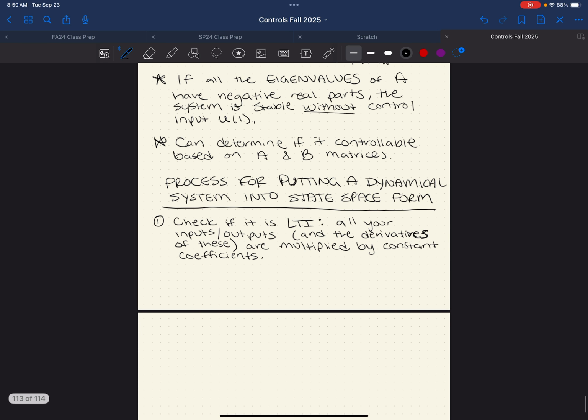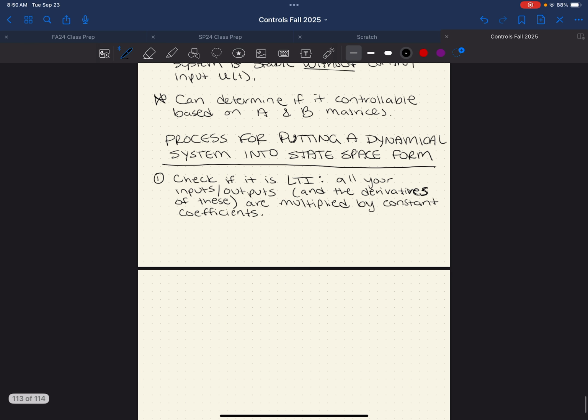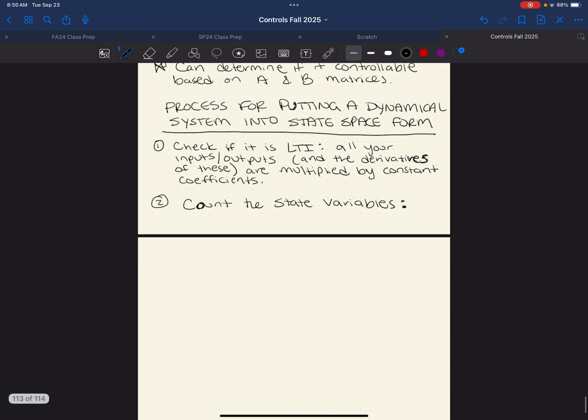All right. Once we are certain that our system is LTI, we can then count the state variables. And we have a very particular process for doing so.